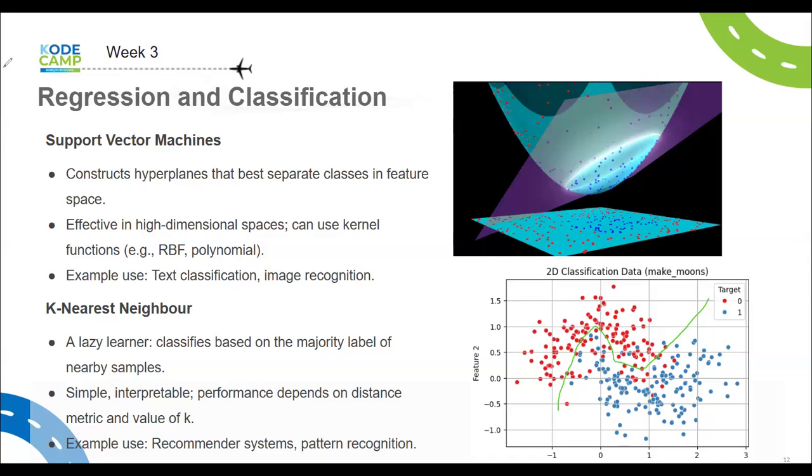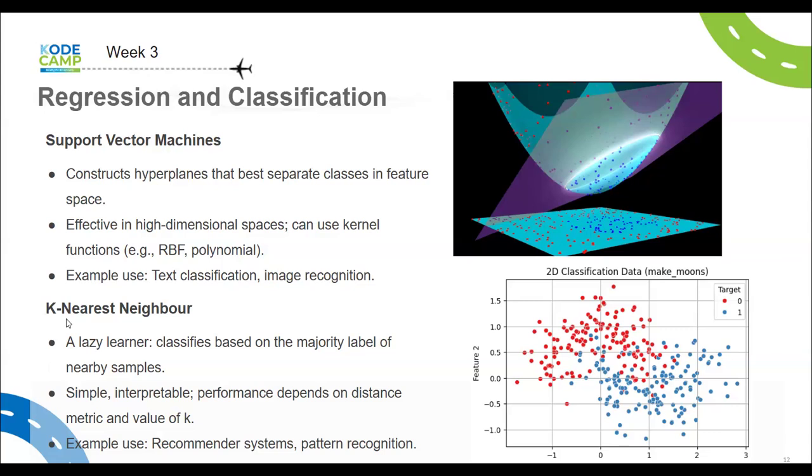Again, I'm going to take us through some of these. K-nearest neighbor is very simple to interpret, very simple to understand, and very simple to use. Its performance depends on the distance metric that you choose, and then the value of k. K is the number of nearest neighbors that you will pick when you are trying to determine what each data point should be classified as. So k-nearest neighbors are very good for classification and recommender systems.